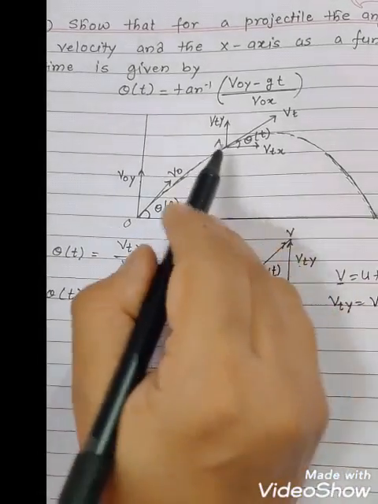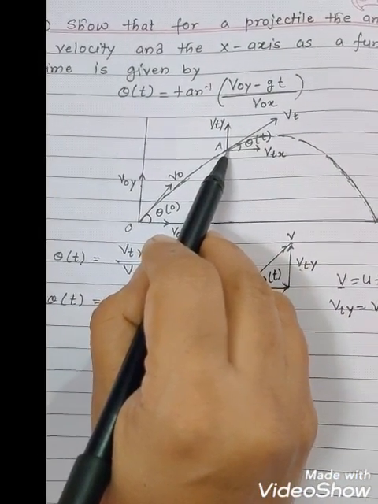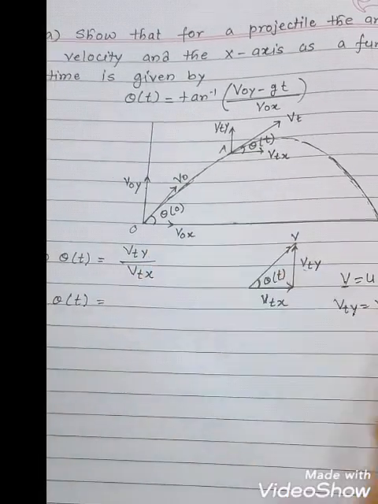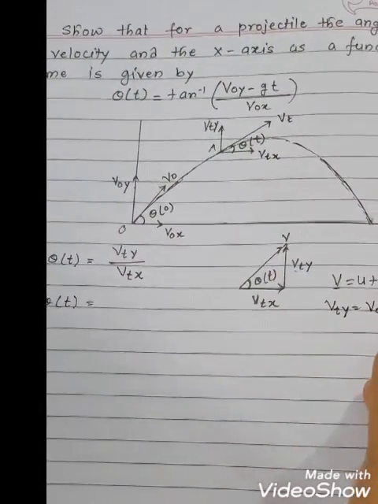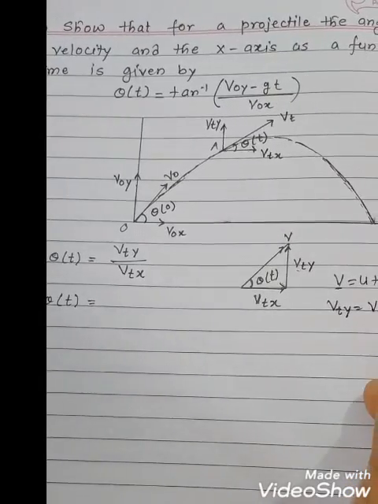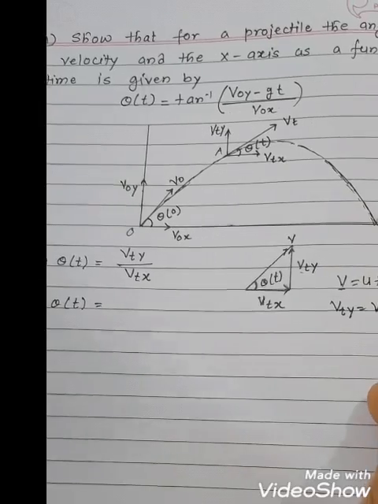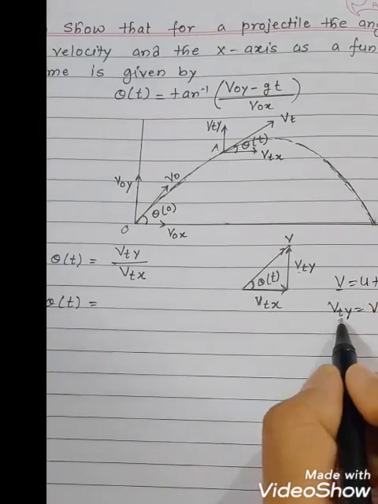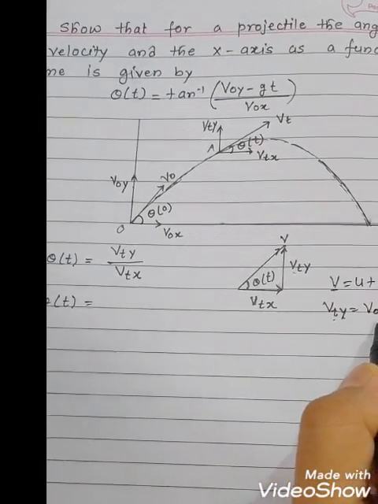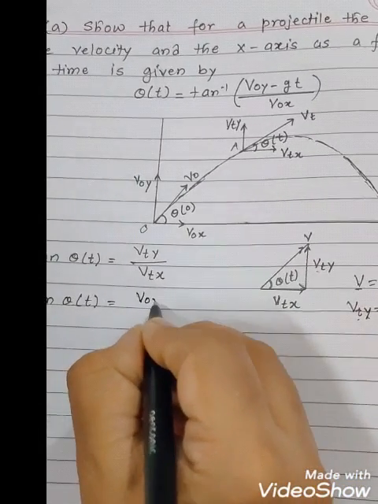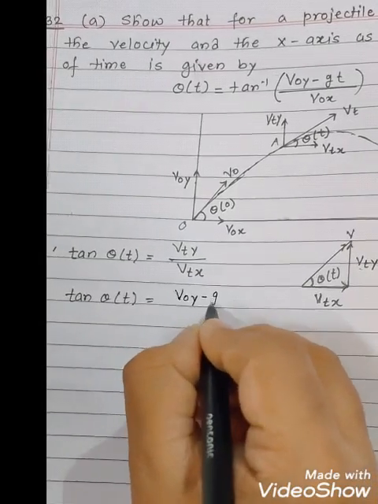Now you can see at this point A, the acceleration due to gravity will work, and the acceleration due to gravity is minus g. So in place of a we will write minus g. The time is t here, so the time t as it is we will write. That means vty can be replaced by v0y minus gt. So it is now v0y minus gt here.